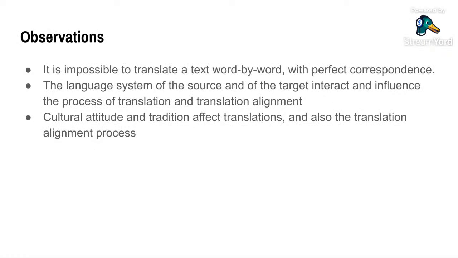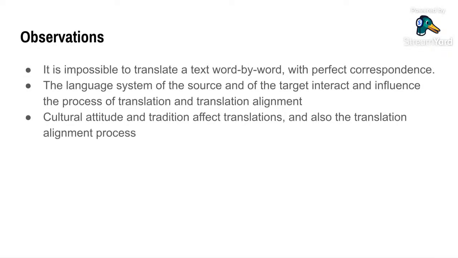So a few concluding observations for this case study. Translation alignment really across the corpus allows us to observe the complex interplay between culture, textual reality, and linguistic structures. And our corpus demonstrates that it really is impossible to translate a text word by word with a perfect correspondence. Not even in the most perfectly overlapping languages like ancient Greek and Latin is it possible to achieve a 100% one-to-one alignment. It's still a 90%.